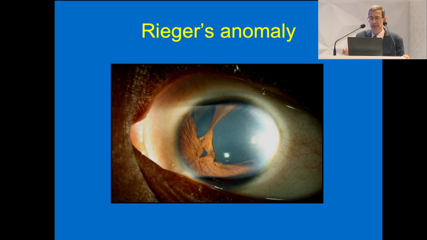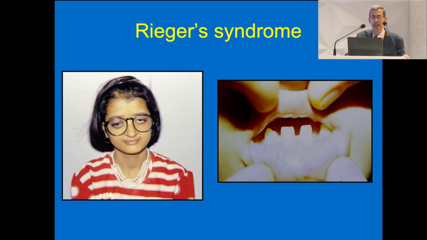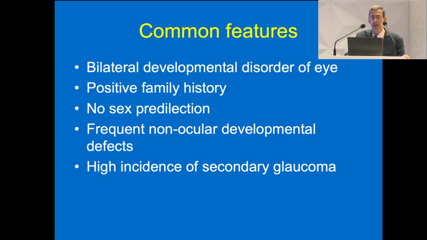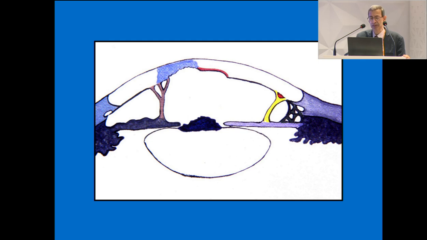Here is a patient with extensive iris change in the form of iris hole, ectropion uvea, and corectopia, associated with dental abnormality, a classic manifestation of Axenfeld-Rieger anomaly. The common features in this kind of cases are usually bilateral involvement, positive family history, no gender predilection, frequent association with non-ocular developmental defects, and a high incidence of secondary glaucoma. You can see here the artist's diagram of the structures involved in the manifestation of the disease.